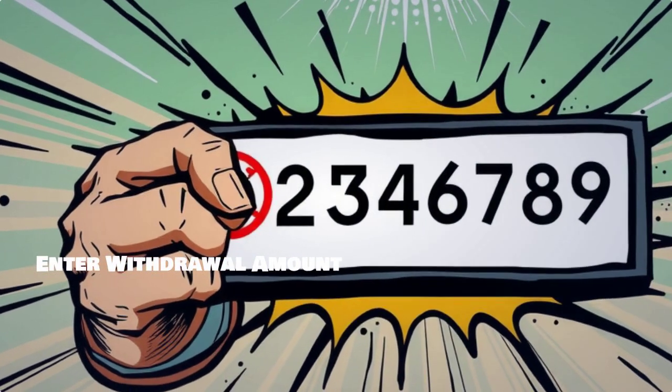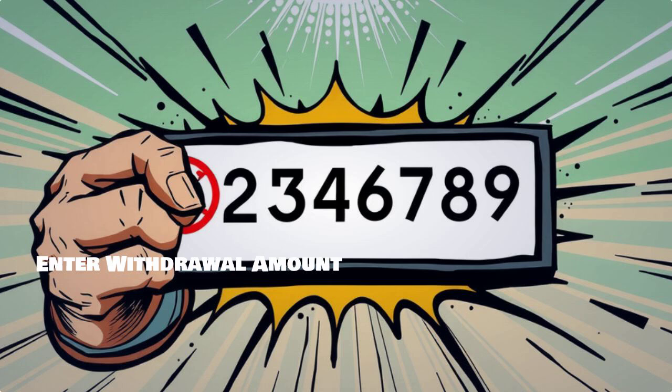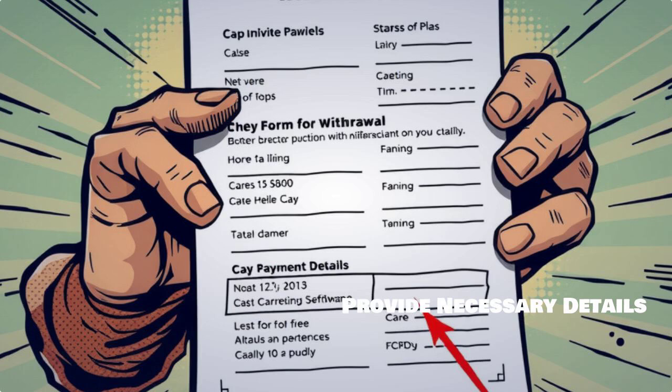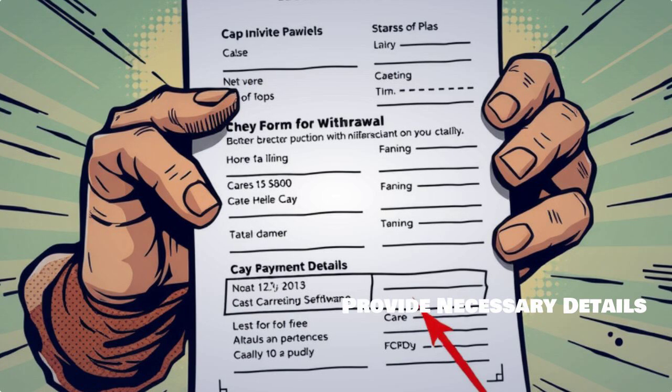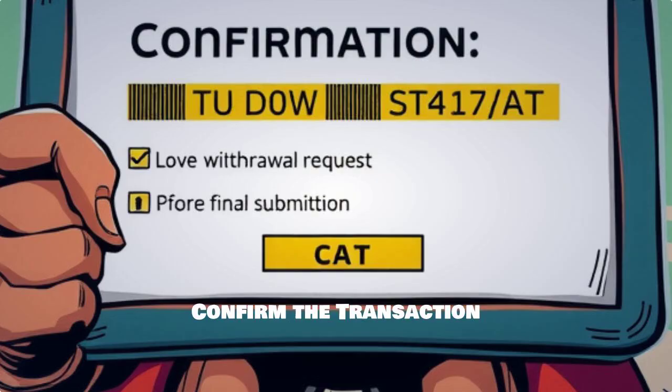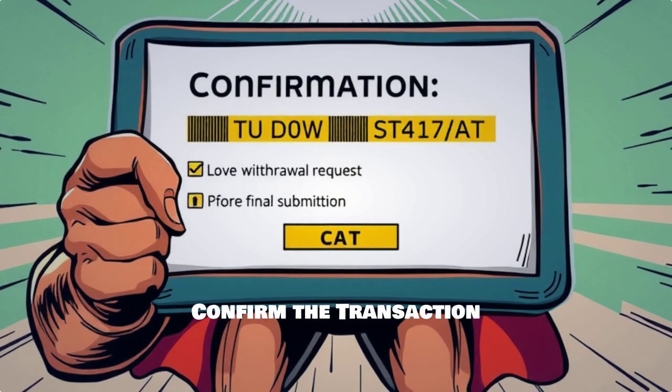Input the amount of money you wish to withdraw in the designated field and proceed to the next step. Provide any necessary details based on the withdrawal method you selected, such as bank account information or e-wallet details. Review the details and confirm your transaction to complete the withdrawal process.